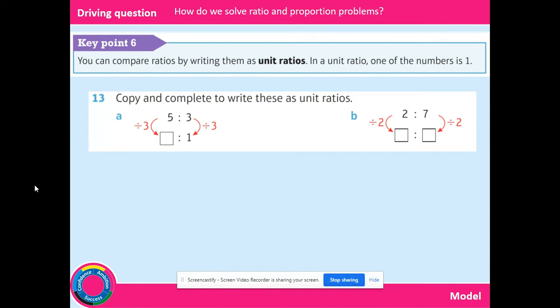So if we look at key point 6, it says you can compare ratios by writing them as unit ratios. In a unit ratio, one of the numbers is 1. So if you're ever asked to simplify it into unitary form or write it as a unit ratio, you know that one of your numbers is always going to be 1. And the number that will be 1 will be the smallest number in your ratio. That'll make more sense as I go through these examples. So let me just get the visualizer up and I'll go through the two questions that are on the screen.